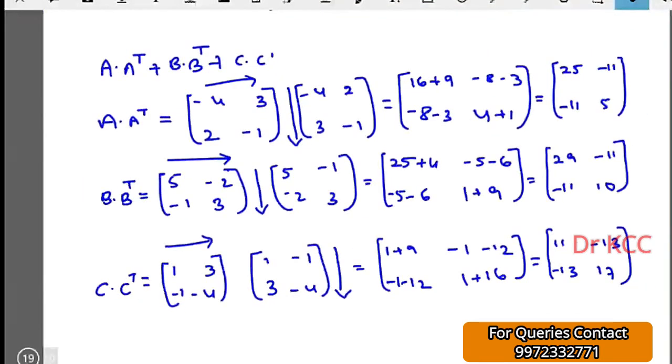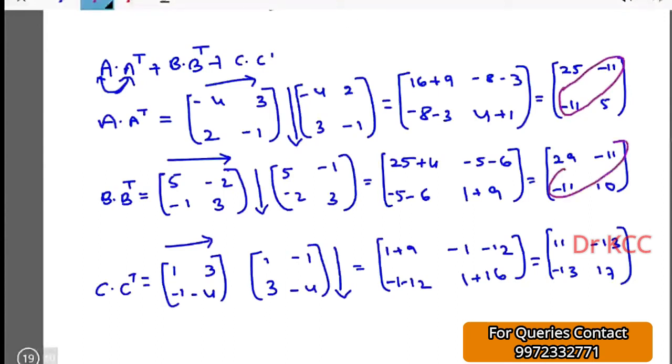See, one thing you can observe that will be useful for your competitive exams: when a matrix is multiplied with its own transpose, the secondary diagonal elements remain the same. Correct? See, here also 11 and minus 11 came, the same values are coming. So secondary diagonal elements are the same when you multiply a matrix with its transpose. You can make a note of this. This will help you a lot when you are going for competitive exams.